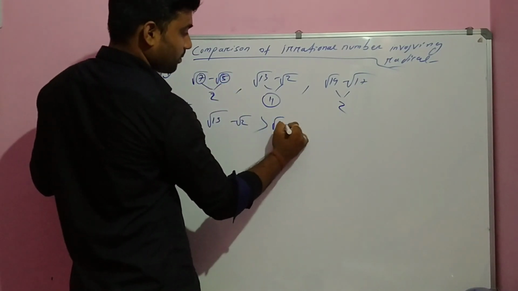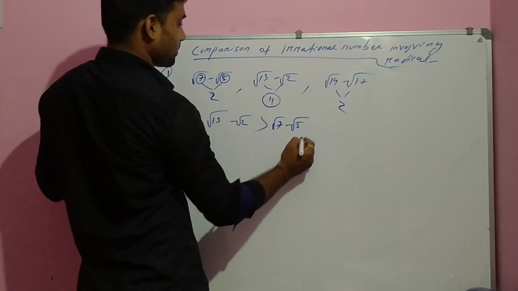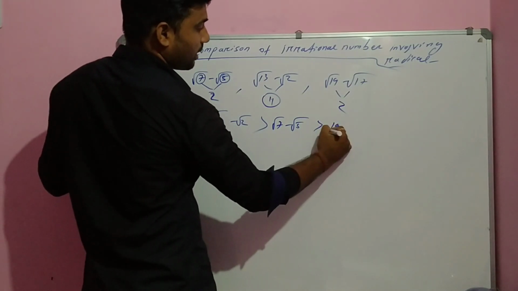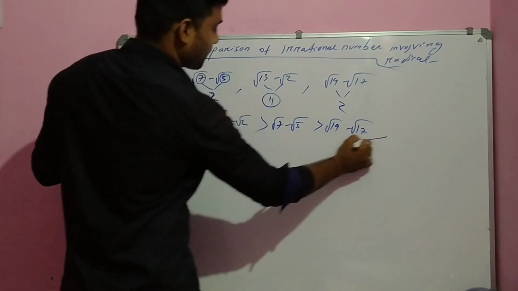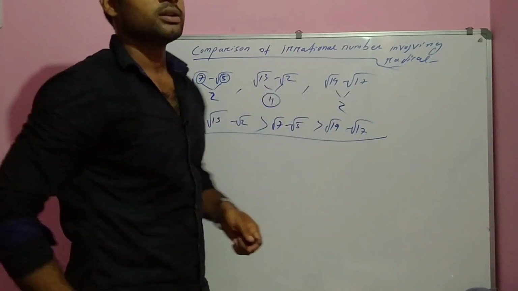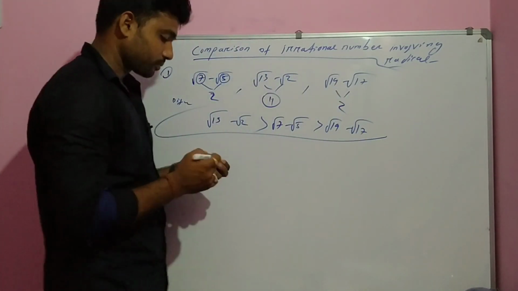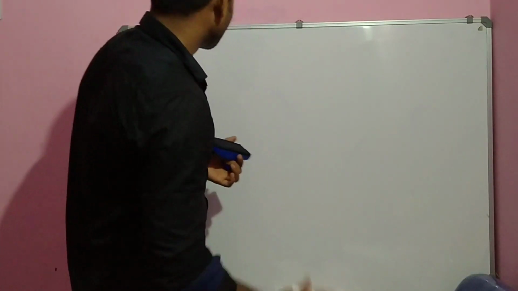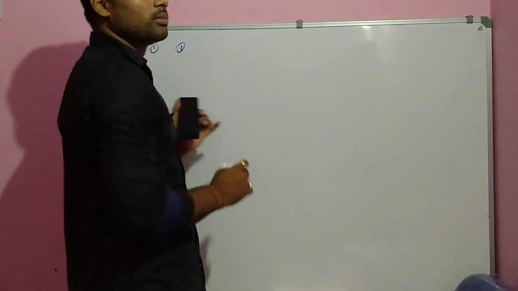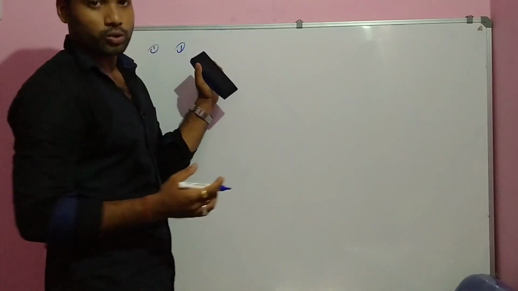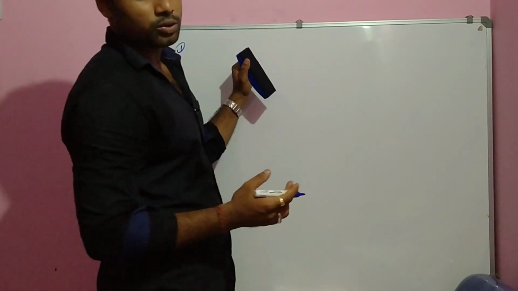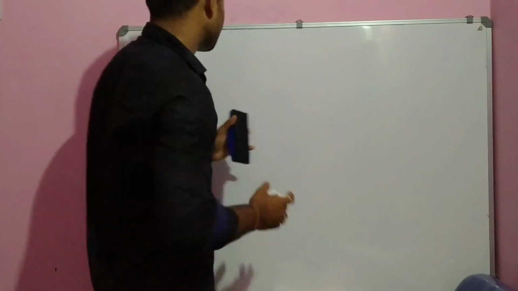So root 7 minus root 5, then root 19 minus root 17. This way you can solve within a few seconds in your competitive exam. Sometimes a difficult question related to under roots comes in our exam, which belongs to surds and indices.